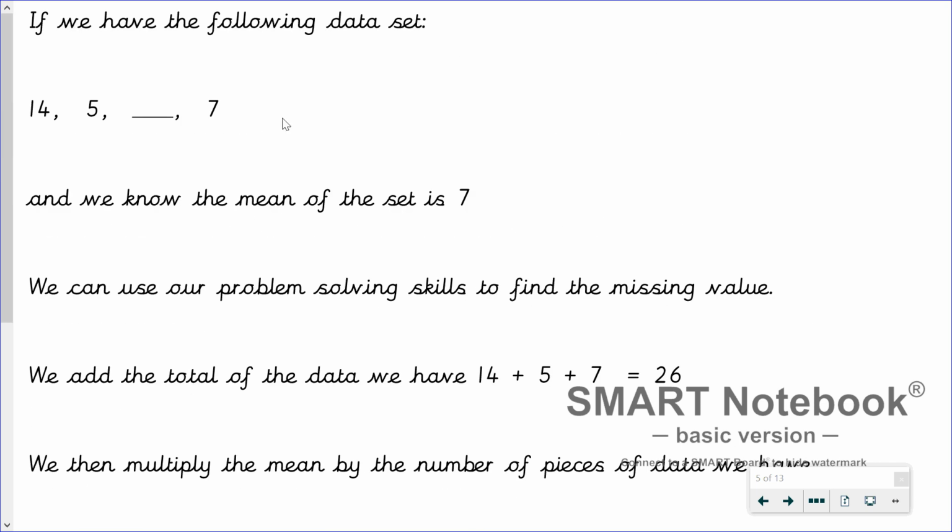So we add up what we've got, we times the mean by the total number of bits of data, and then we do the subtraction. Just as we did in our starter question, we have to find the pizza price, we have to find the total, and then do some inverse use of taking away.